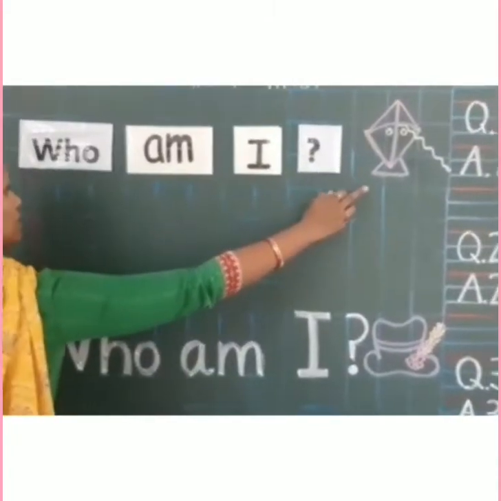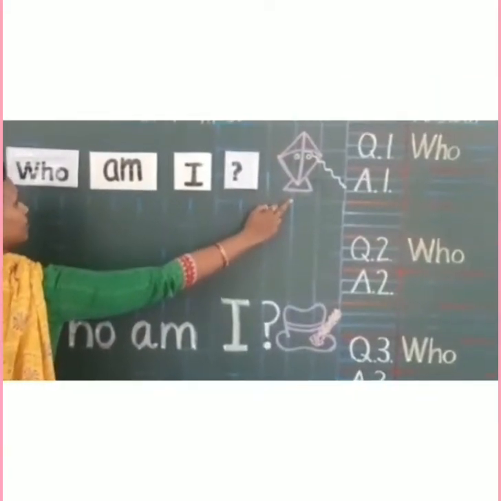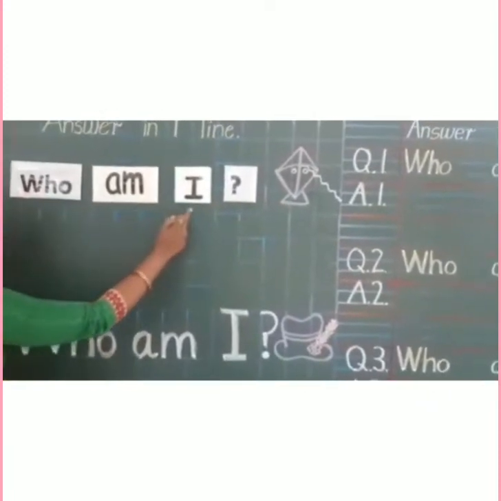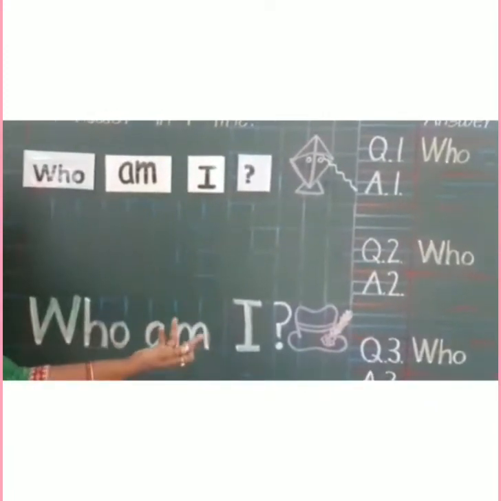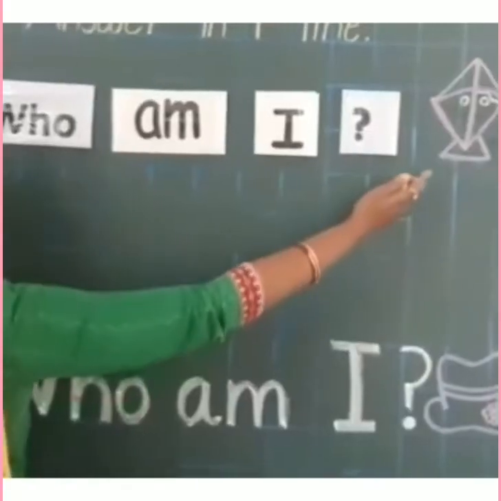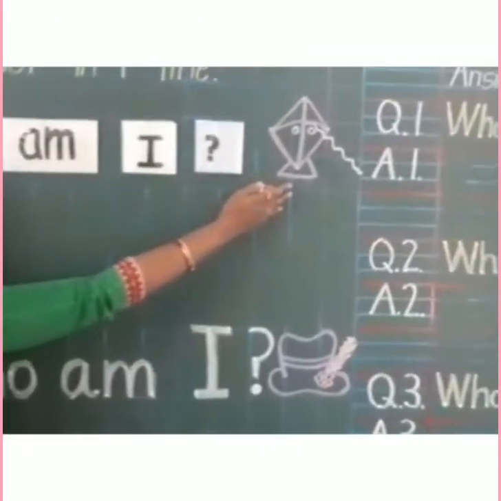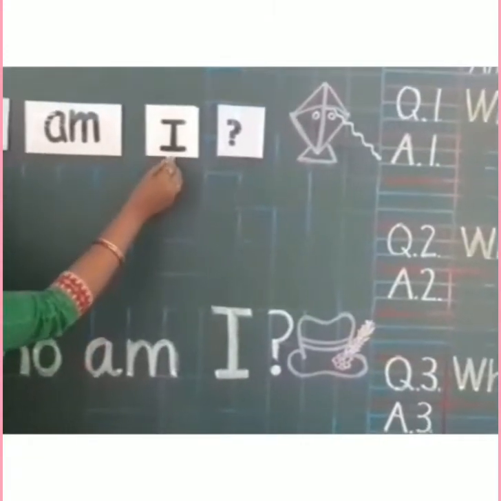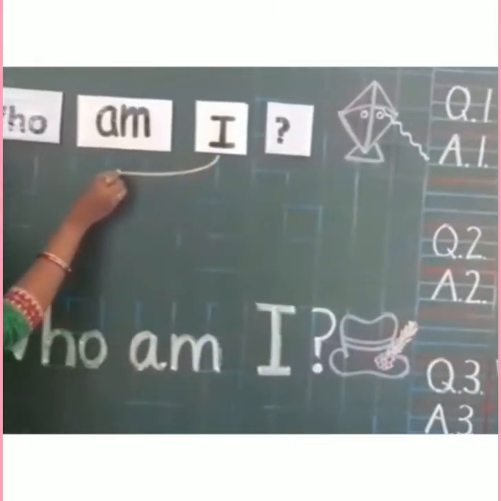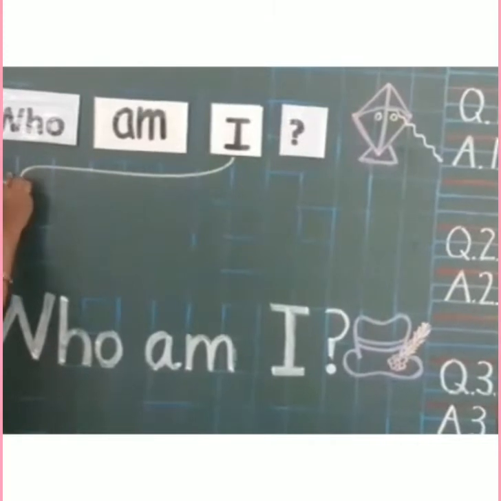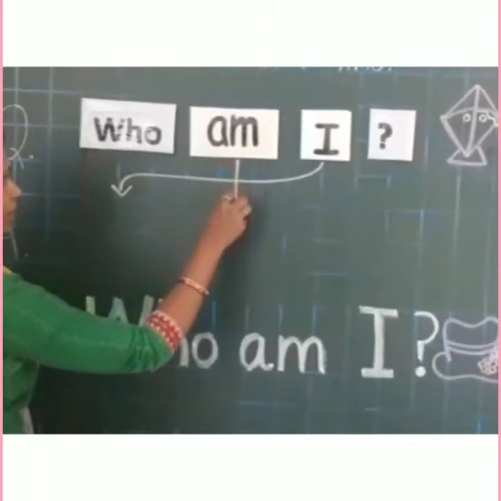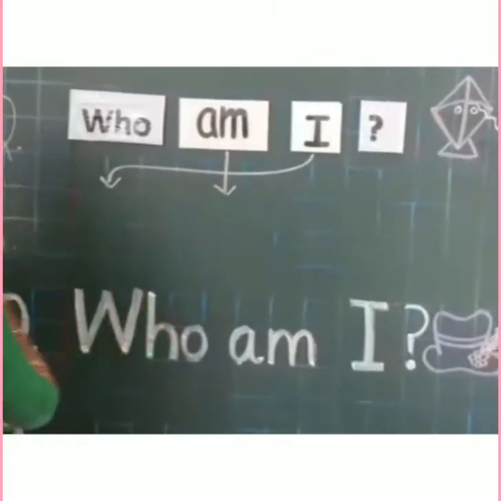And the picture is? Yes, kite. And the kite is asking, who am I? So, who is this? Yes, a kite. So, this I will move here. I will come here, am will come here. See like this.